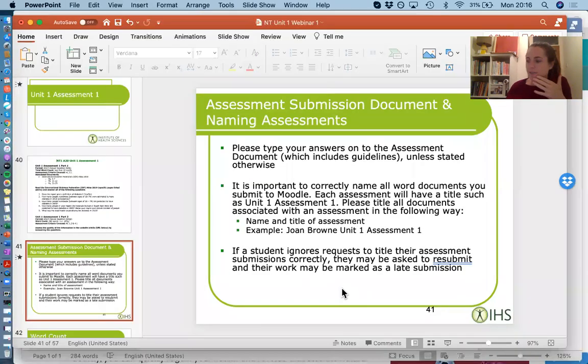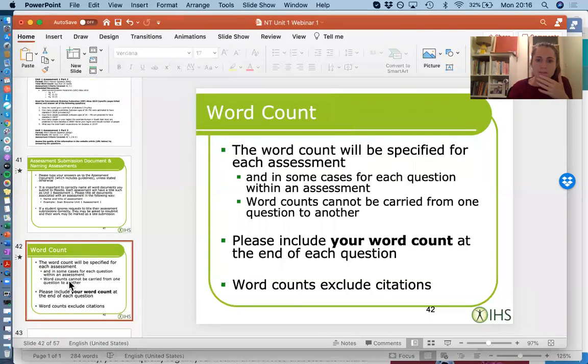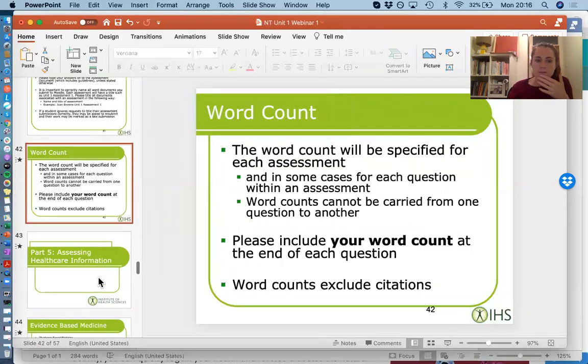So let me just see, there's a couple of things I wanted to make sure that you knew. So that's the assessment submission document. I'll upload this PowerPoint tomorrow after with the recording, but just this is here. So the word count is important to include, and that's it for the moment.